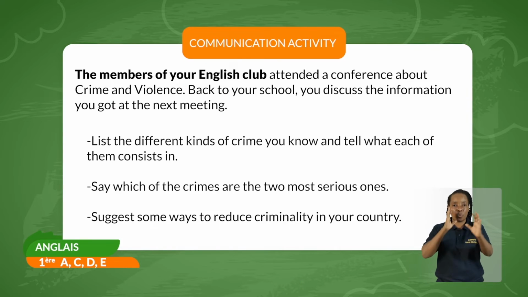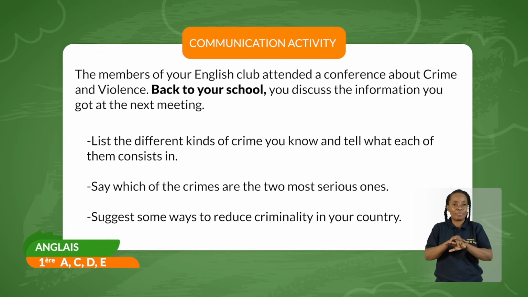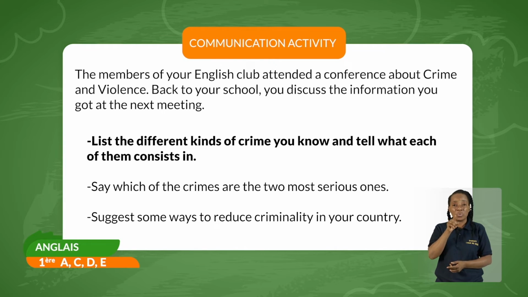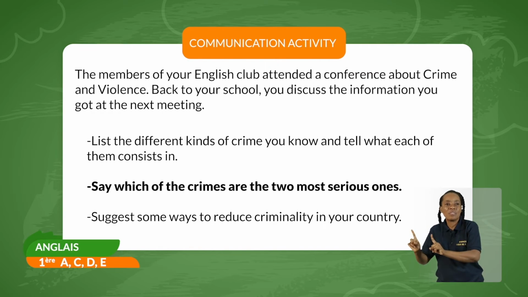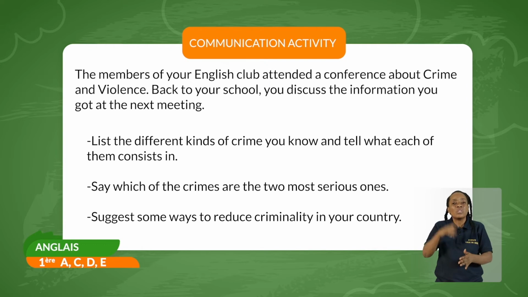Okay, so now let's look at our communication activity. It goes like this. The members of your English club attended a conference about crime and violence. Back at your school, you discussed the information you got at the meeting. List the different kinds of crime you know and tell what each of them consists in. Say which of the crimes are the 2 most serious ones. Suggest some ways to reduce criminality in your country. So this is your communication activity. It's up to you to do it.